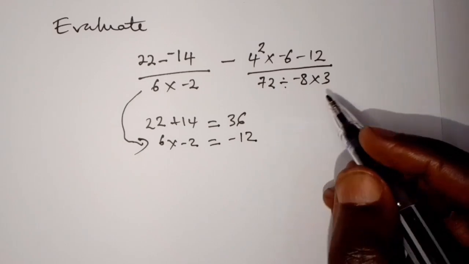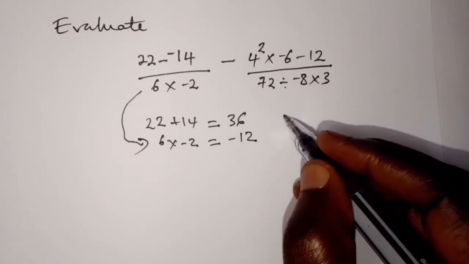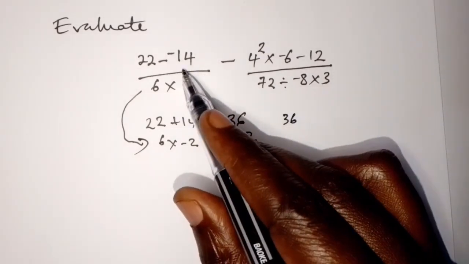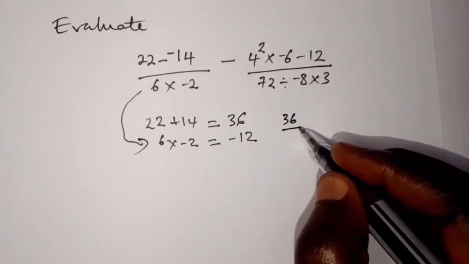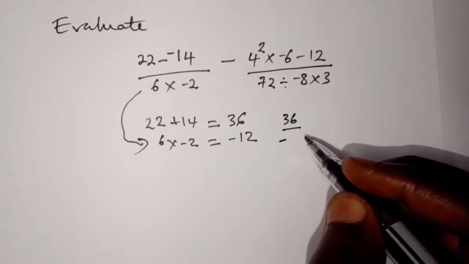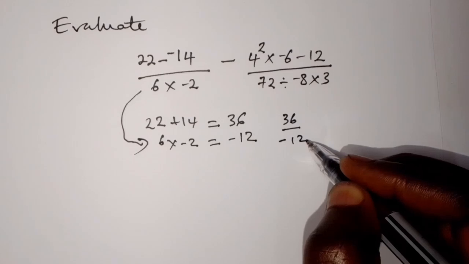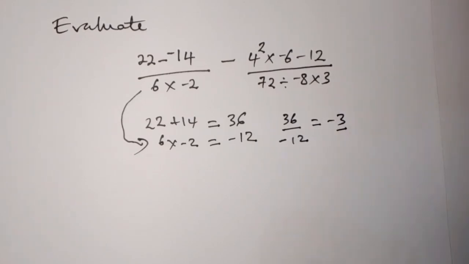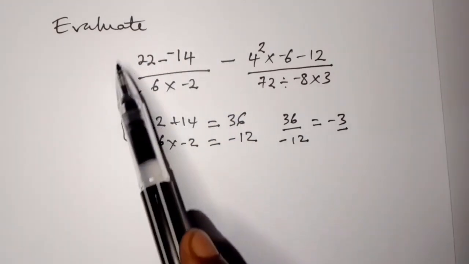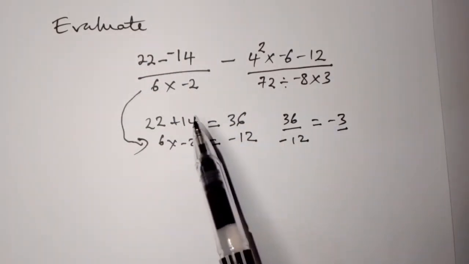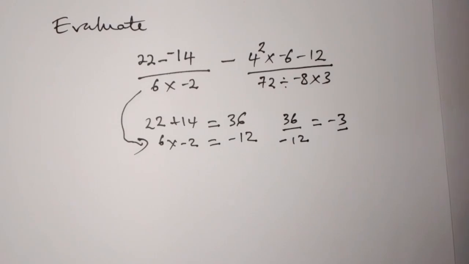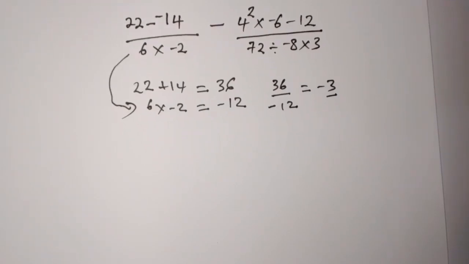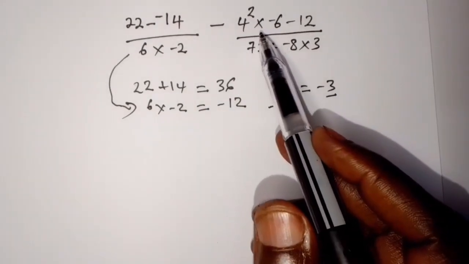Now we can say that this is 36 divided by negative 12, which is equal to negative 3. So the whole of this one is negative 3. Then now we can solve this other one here.